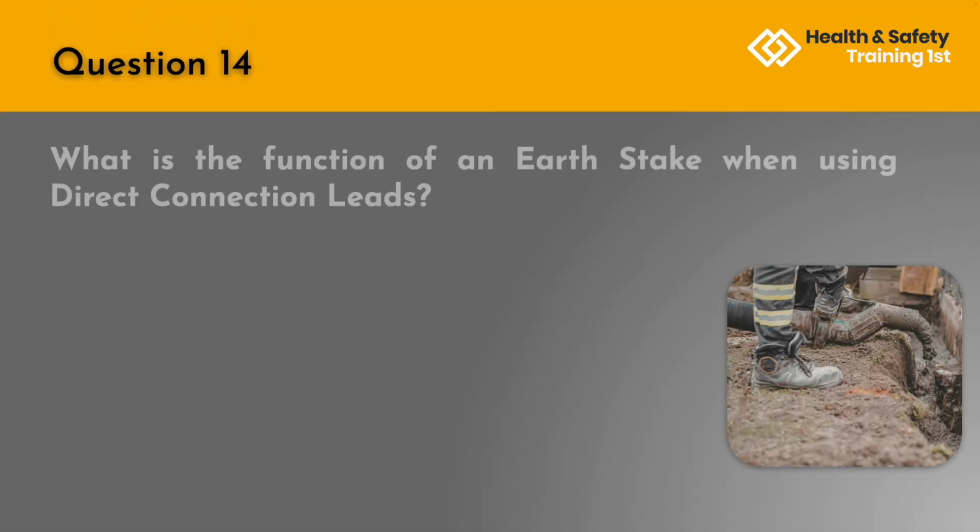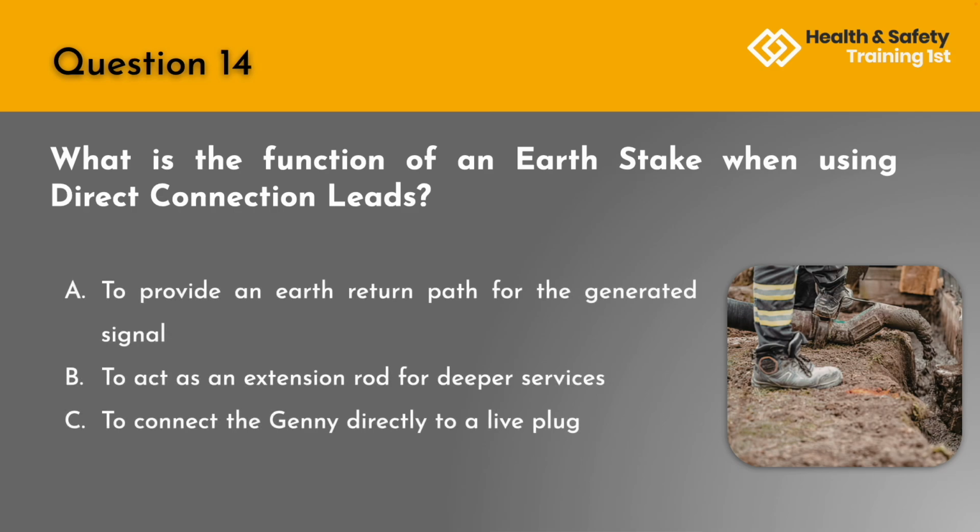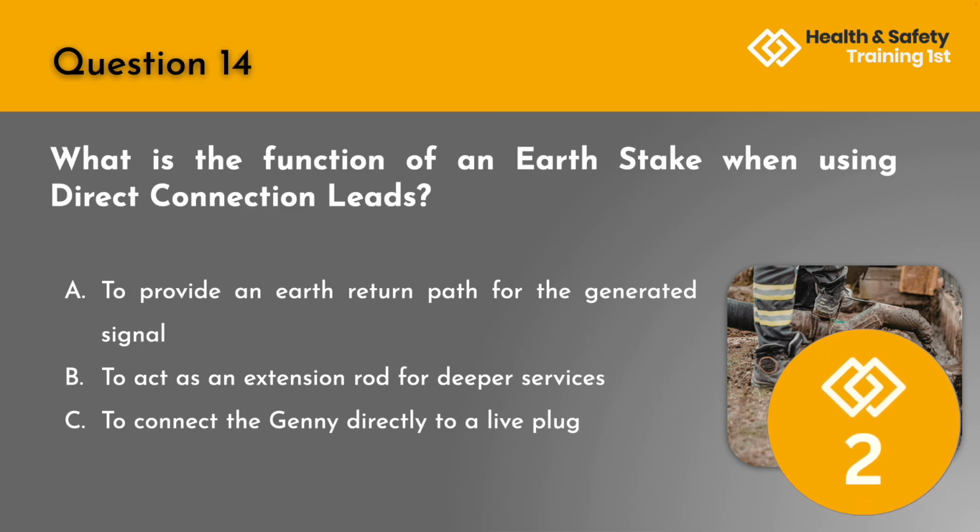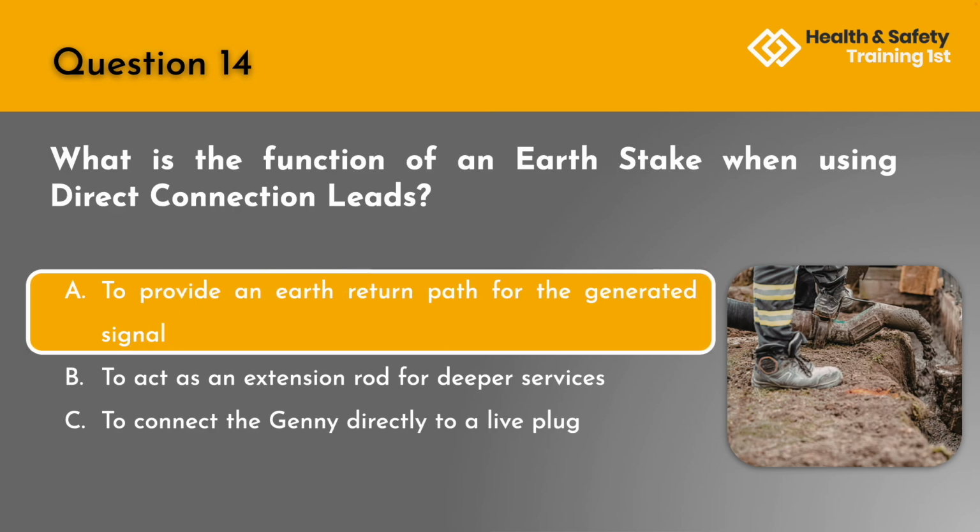Question 14. What is the function of an earth stake when using direct connection leads? A. To provide an earth return path for the generated signal. B. To act as an extension rod for deeper services. Or C. To connect the Genny directly to a live plug. The correct answer is A, to provide an earth return path for the generated signal.